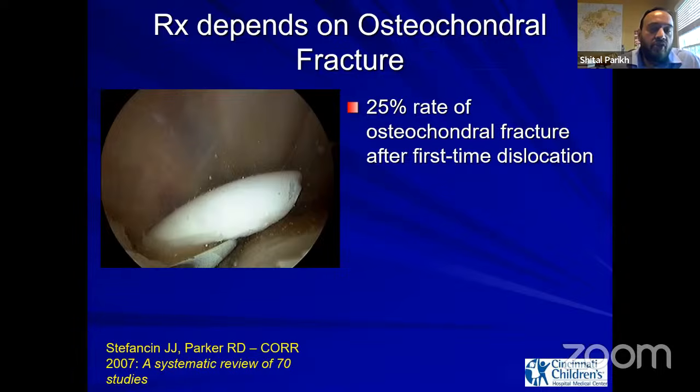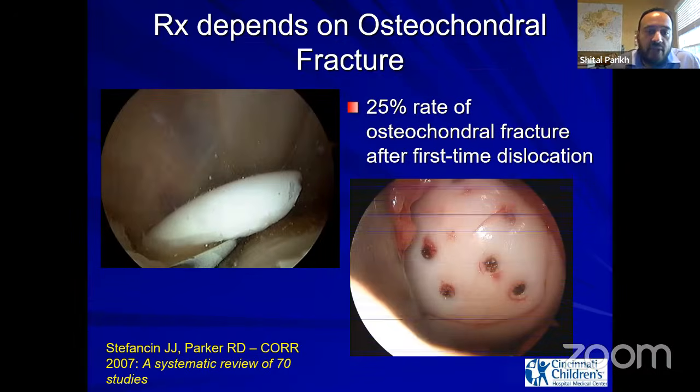When we talk about osteochondral fracture, we are talking about real fractures more than 15 to 20 millimeters in dimension, and that would need fixation.